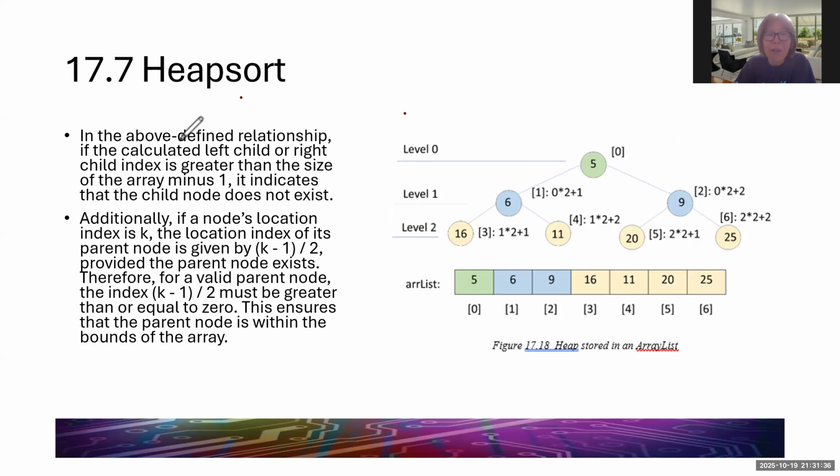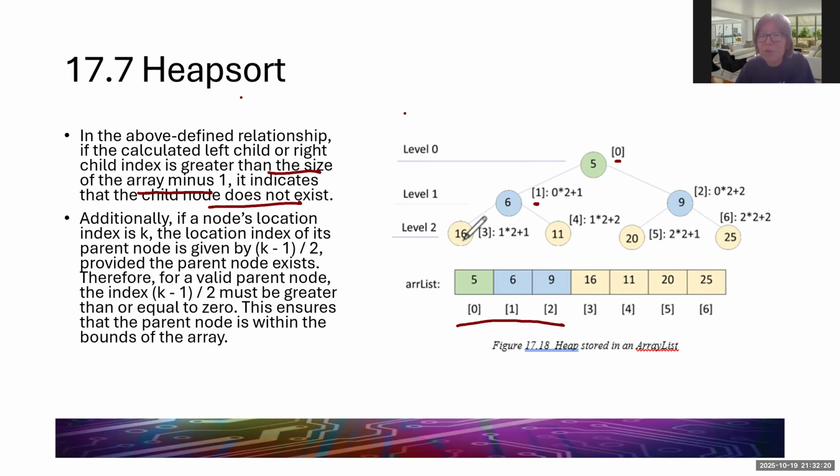And it also says, okay, in the above defined relationship, if the calculated left child or right child index is greater than the size of the array minus 1, then that means the child node doesn't exist, because it's an array that has a size. We can also verify here. Node 5, its index is 0. So 6, its index is 1, so 2 times 0 plus 1. 9 is a right child, so 2 times 0 plus 2, so it's 2. So we have index 0, index 1, index 2.